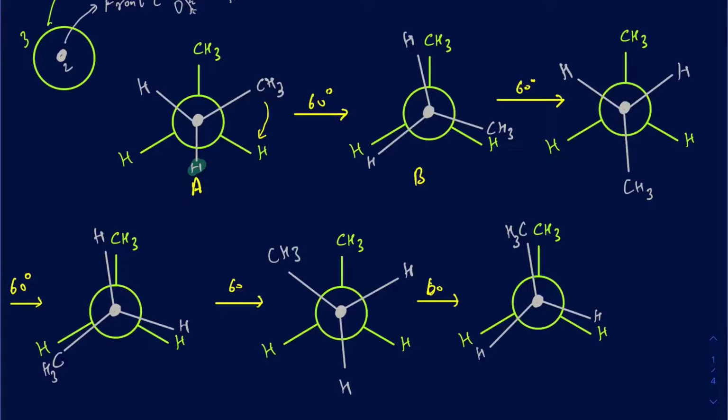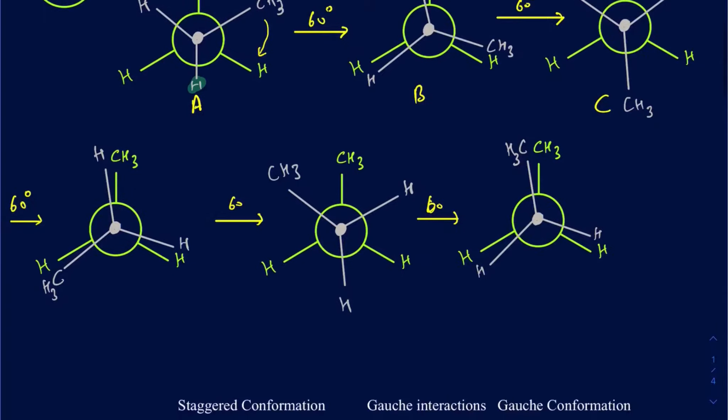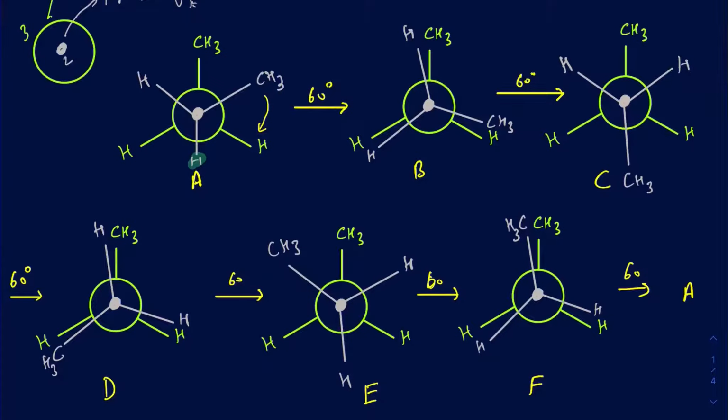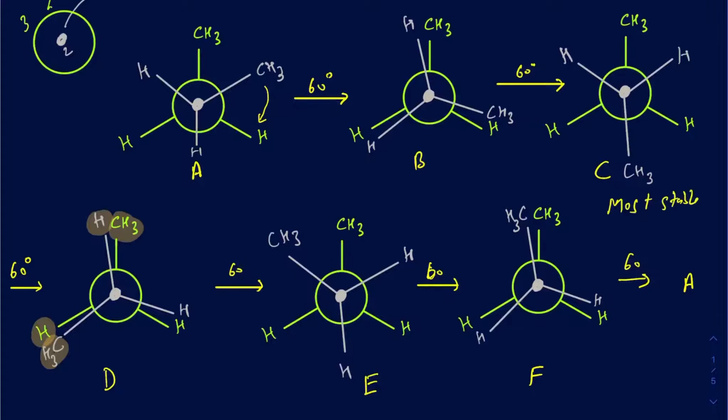So what I'm going to do is name these A, B, C right there. And then we got D, we got E, and we got F. So when I rotate this F again by 60 degrees, I'm going to go back to the A, so I'm not really going to draw that. So you typically are going to have 6 conformations, and some of those conformations will have the same energy, and we'll talk about those in a minute.